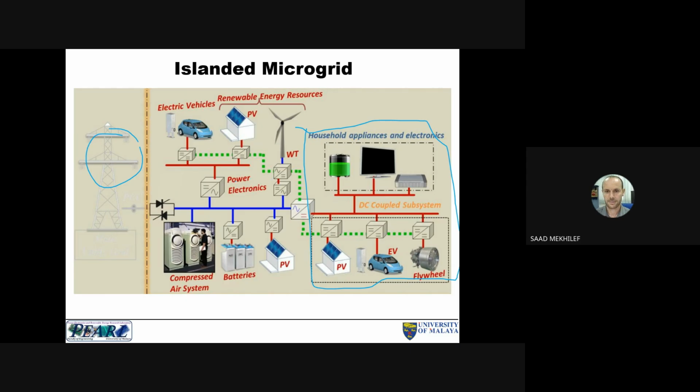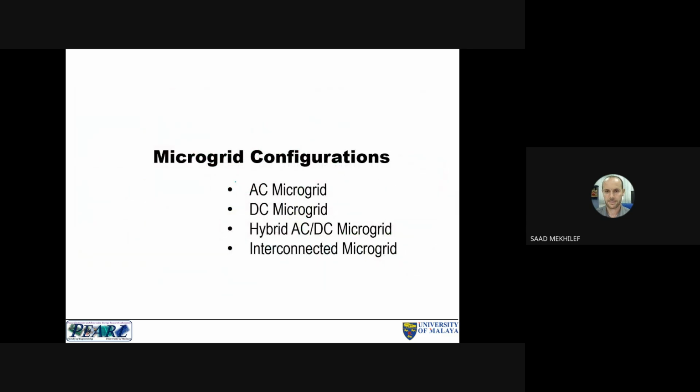Okay, the microgrid configurations. We have seen the two modes of operation: they can operate grid connected or islanded. Now, the configurations. It can be AC microgrids, DC microgrids, or hybrid AC/DC microgrid, which means a combination of two microgrids, one AC and one DC. And then we have interconnected microgrids. So these are the different configurations.